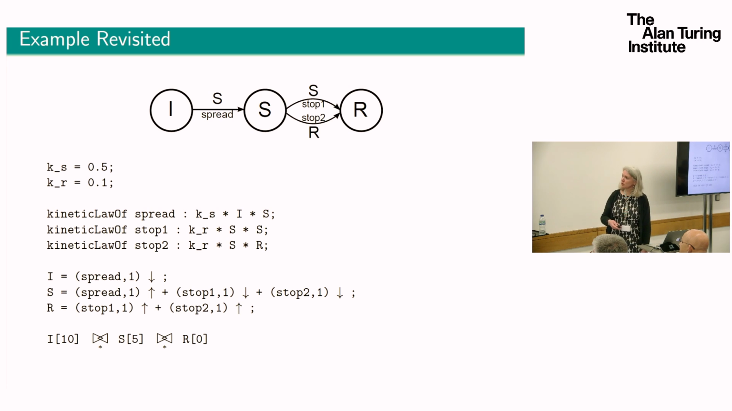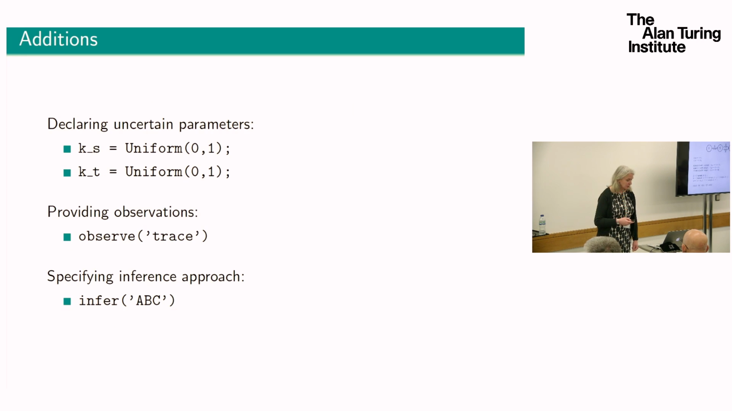So in terms of our small example, this was how it looked before. So everything here is nailed down, and in particular we have these fixed values 0.5 and 0.1 for the rates of spreading and repressing. But instead now we want to change this to have some uncertainty. So for this simple example, I'm just going to say the rates there are just uniform between 0 and 1, so I know nothing except they fall between the values of 0 and 1.